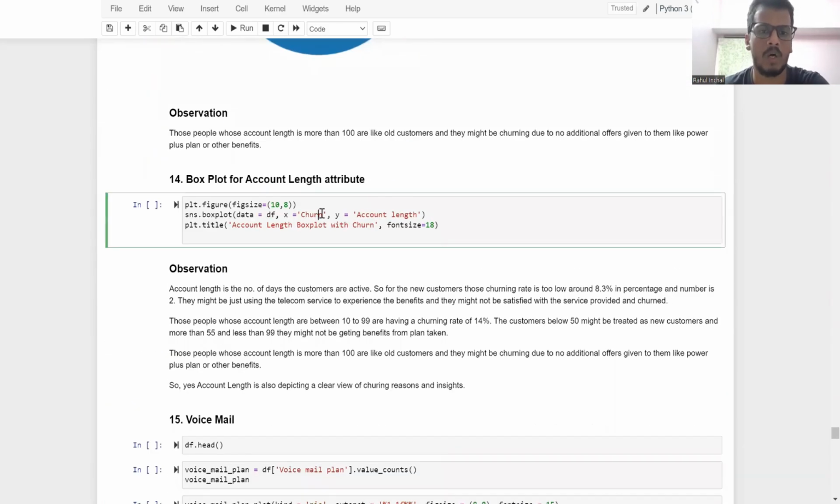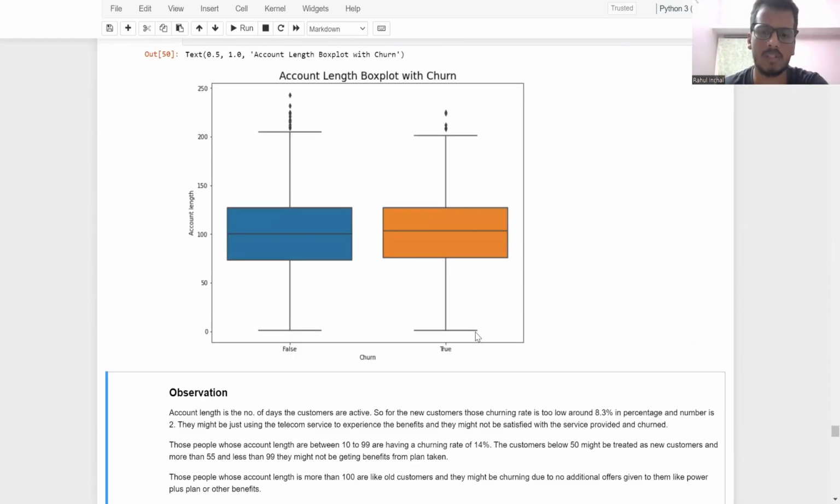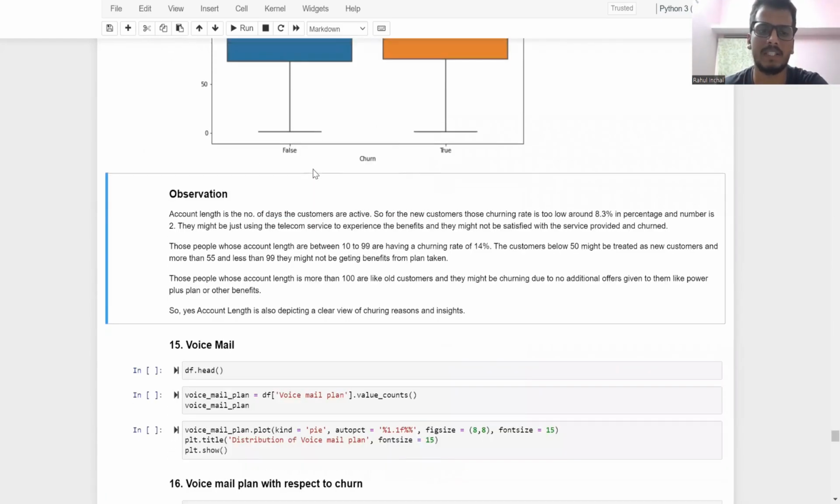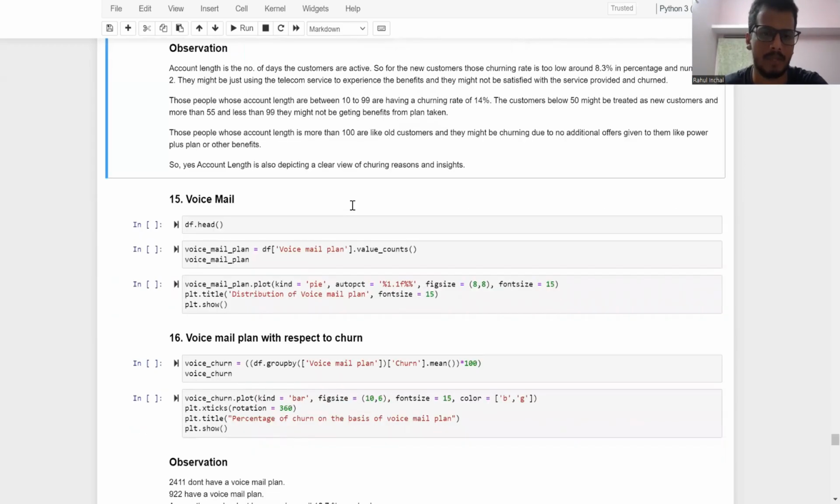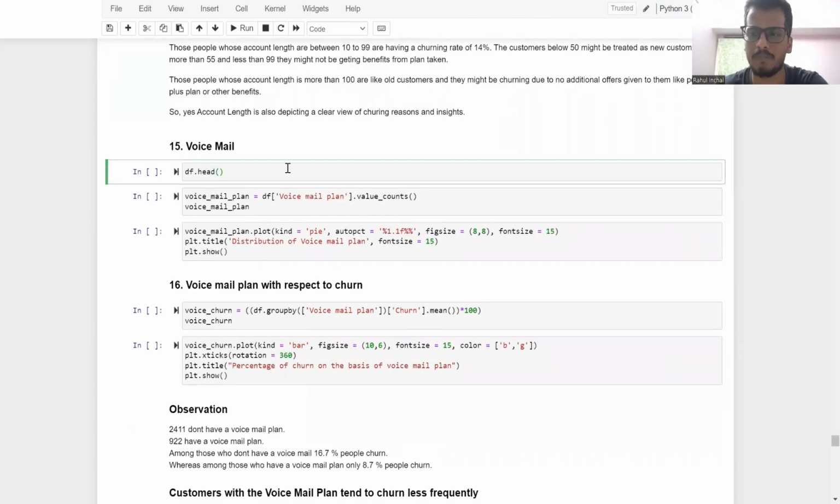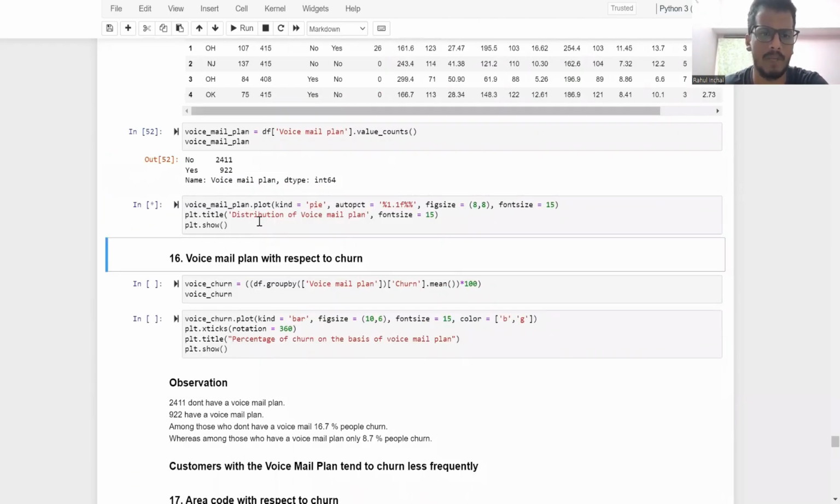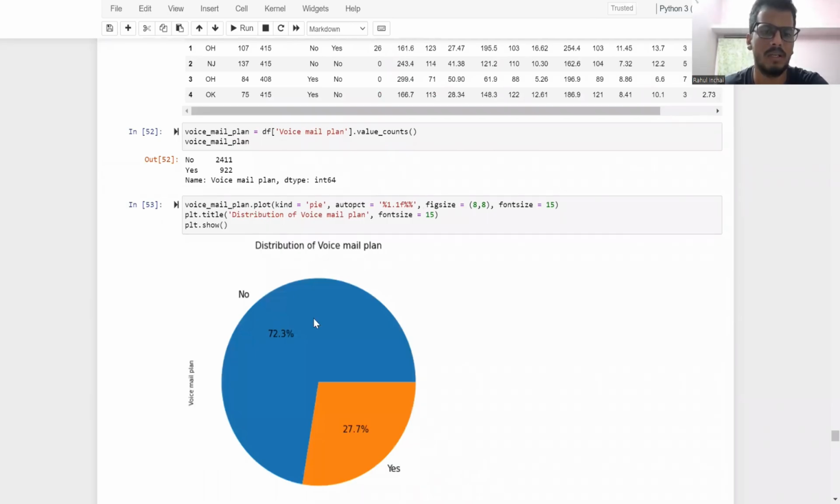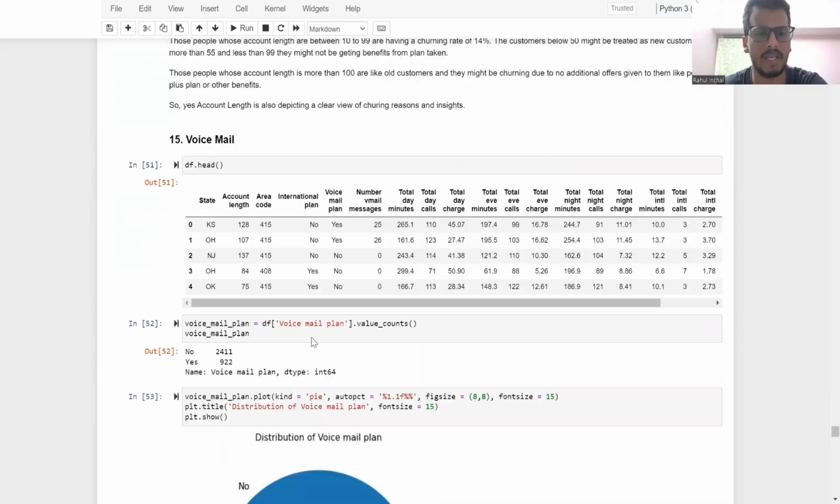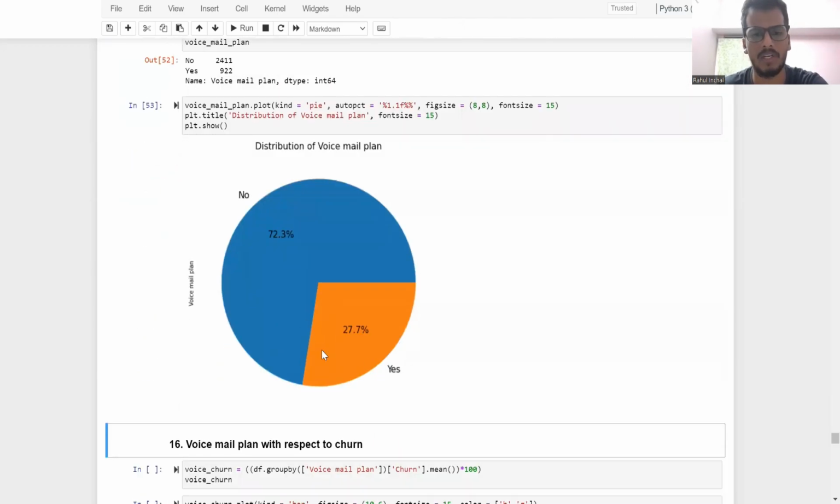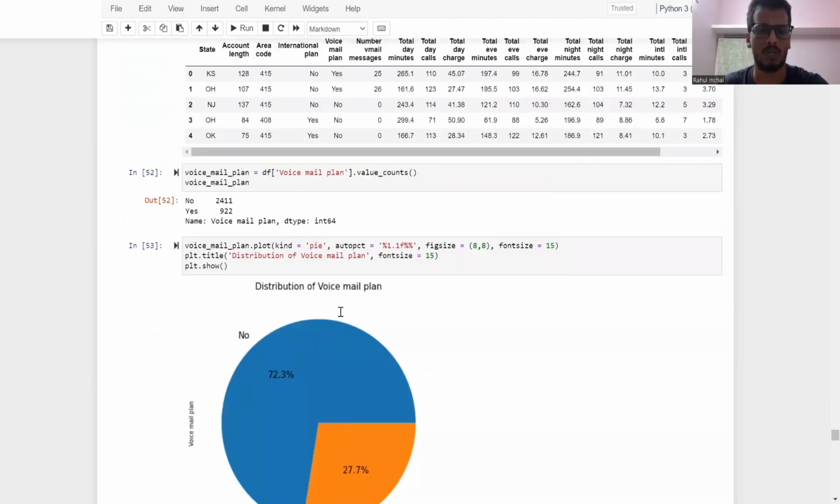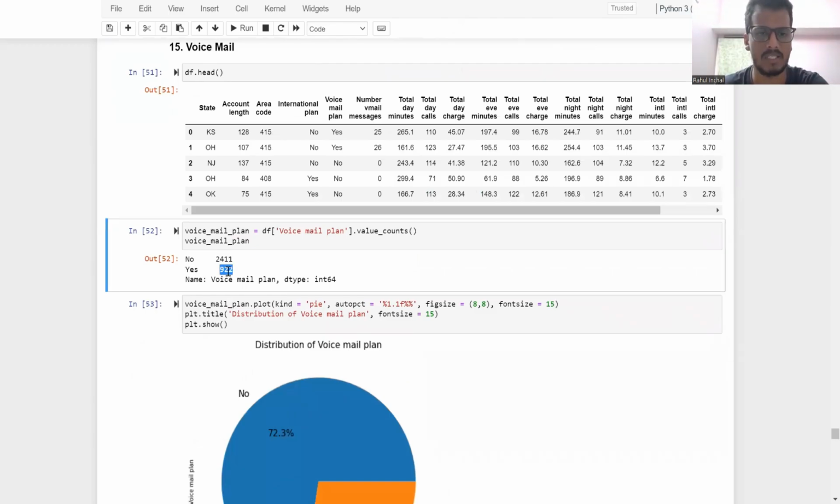Okay, so now let's go for a box plot for the account length attribute. False, true. This is what we just explained. Now next we go for voicemail. Voicemail is how many people have taken the voicemail plan. 72.3% of people have not taken the voicemail plan, and only 27.7% have taken it. That is the number you can see here.